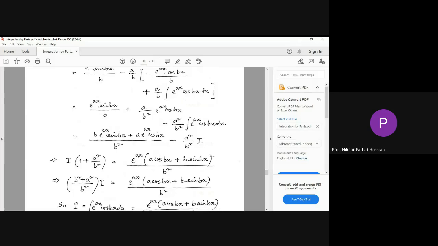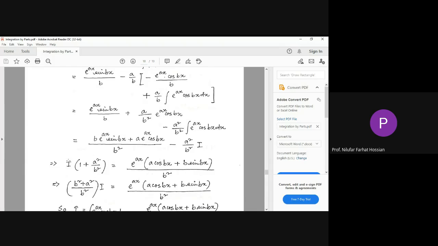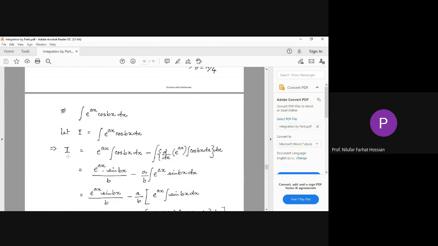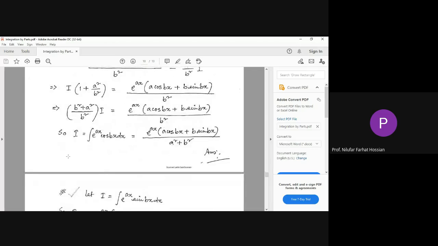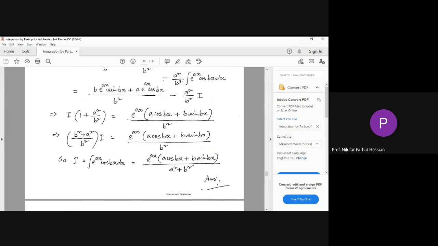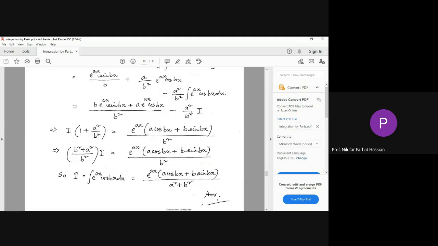So let us take this term to the left side. In the left side it was I. So you can take I common. So the term that was already in the left side, if you take I common, there will be 1, I into 1, and then when you take this term to the left side, if you take I common, it will be 1 plus a square by b square equal to. Now you take the LCM of these two terms, it will be b square. So here comes b into e to the power ax into sine bx, plus here it will be a into e to the power ax cos bx.